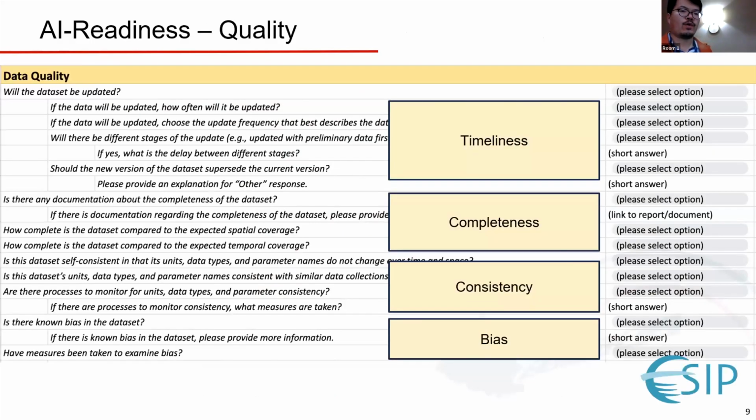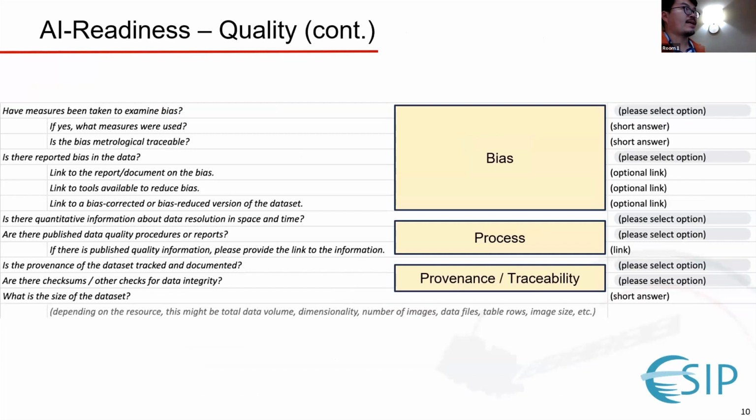So looking into the quality aspects of a checklist, we look at specific things like timeliness, especially when you try to do real-time or near real-time applications, or completeness, including geographical representation, and also the consistency and the bias, right? There are a lot of questions about bias, how those biases are categorized and how those are documented.